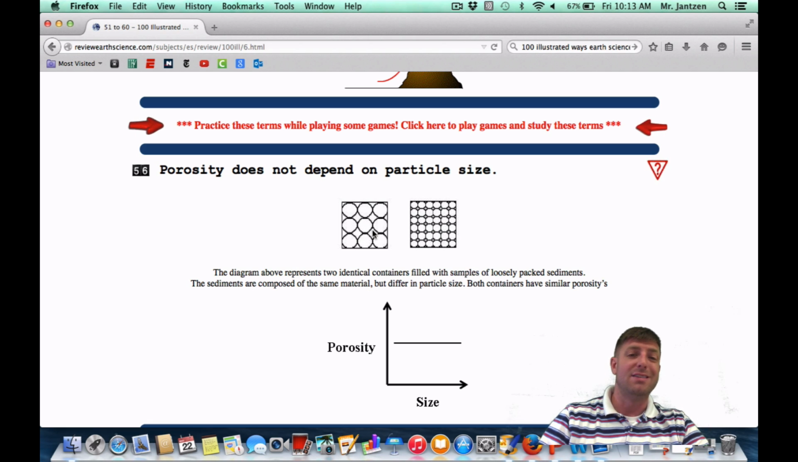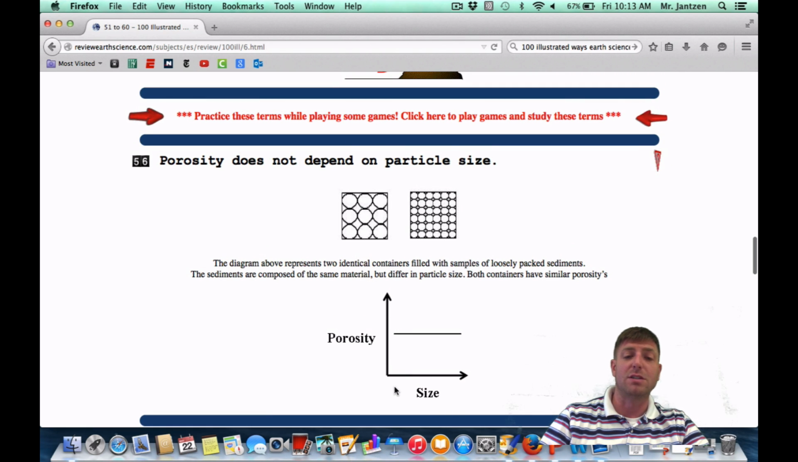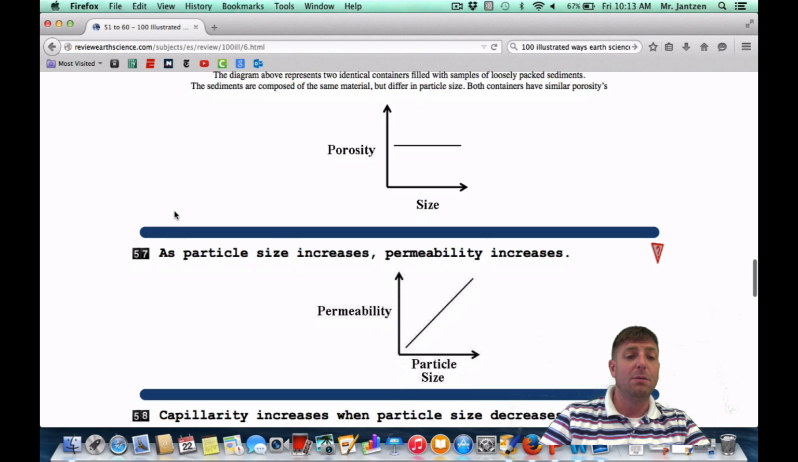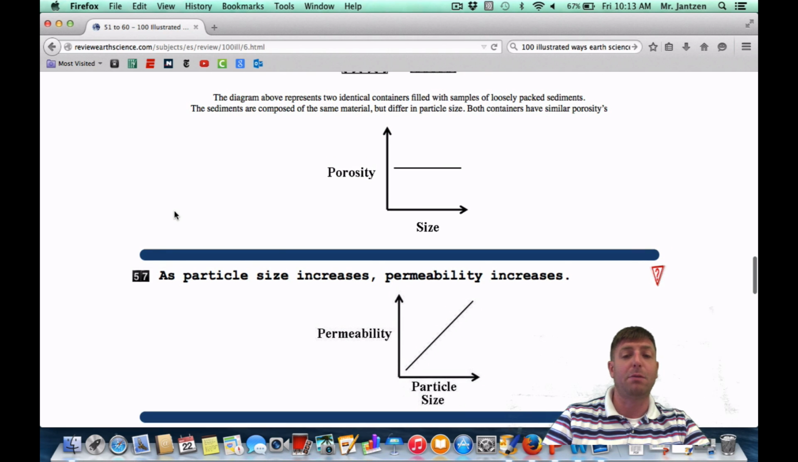In other words, there's not a lot of big open spaces, but there are a lot of little open spaces. You add up all these little open spaces, it's going to equal the same amount of open space in this container here. So the graph you need to know is as particle size increases, porosity remains the same. The diagram below represents two identical containers filled with samples of loosely packed sediments. The sediments are composed of the same material but different particle size. Which property is most nearly the same for the two? Porosity, or choice A.